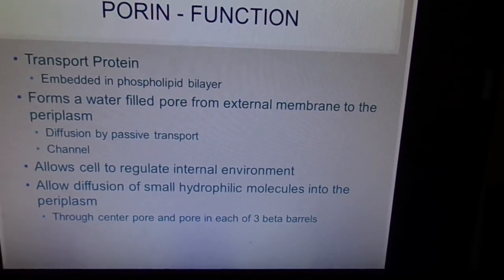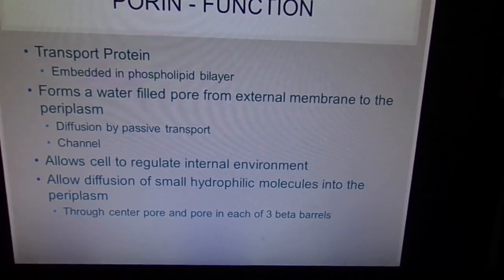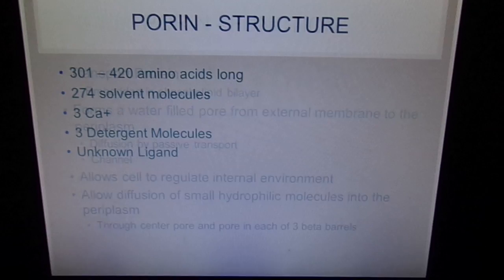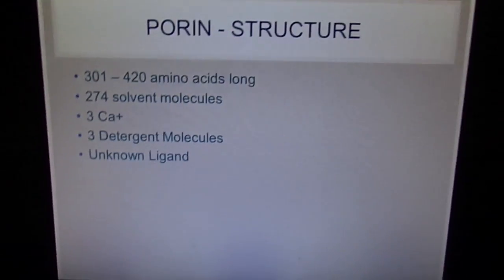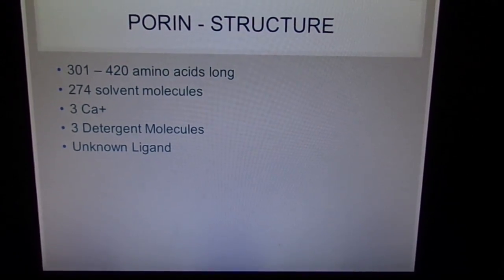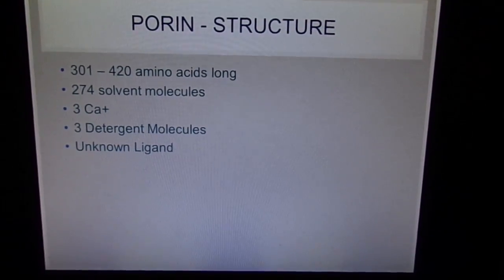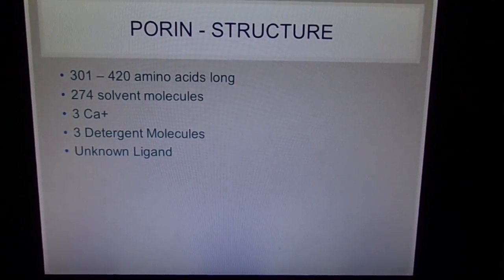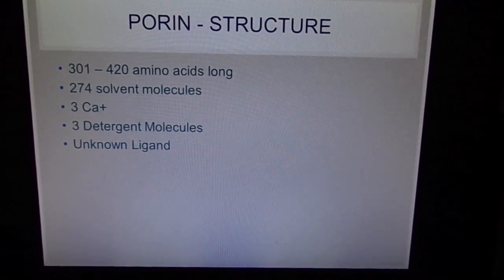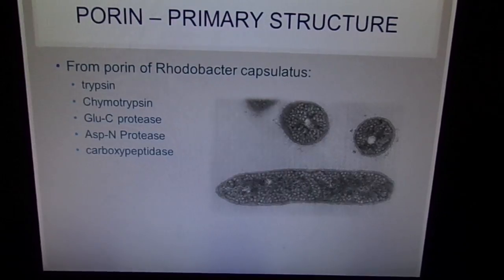There is a pore in the center and also a pore in each beta barrel that make up Porin. It can be between 301 and 420 amino acids long, depending on the specific Porin. Porin can vary from bacteria to bacteria with exactly the makeup of the Porin. It has 274 solvent molecules, 3 calcium ions, 3 detergent molecules, and an unknown ligand.